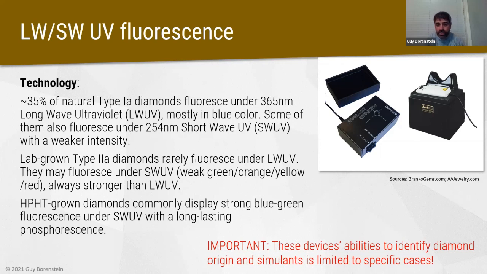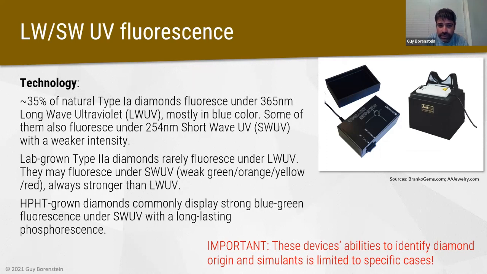Now, in this technology, we're using long wave and short wave UV. Long wave is 365 nanometers, short wave is 254. When we're putting in natural diamonds, as we said, 35% of them will fluoresce in blue color. They may also fluoresce under short wave. But again, blue color must be natural. Long wave stronger than short wave must be natural.